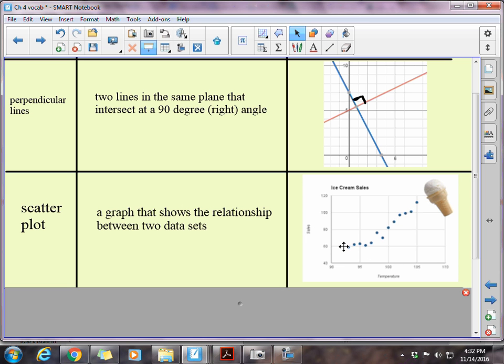So you could collect some data and put it on a scatter plot, and each of these points is one piece of data that you collected. The two sets of data would be temperature and sales. There's got to be two things that are changing.